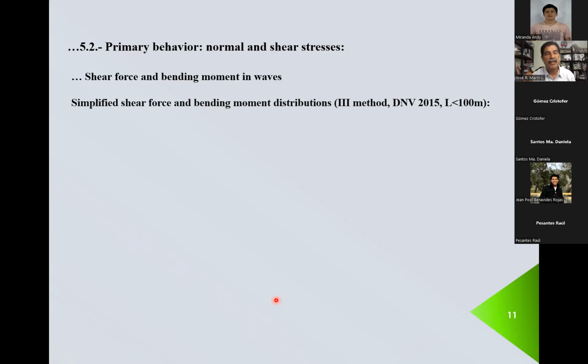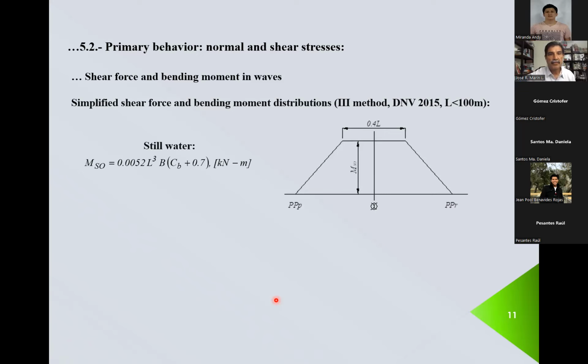So for example, I'm using here the DNV rules from 2015 for ships with length less than 100 meters. And this is the result. This is the formulation. So they give you a formula for S sub 0. The S stands for still water, and the 0 stands for at the midship. So you apply this value, length and beam in meters, and the result you will get in kilonewton meters.